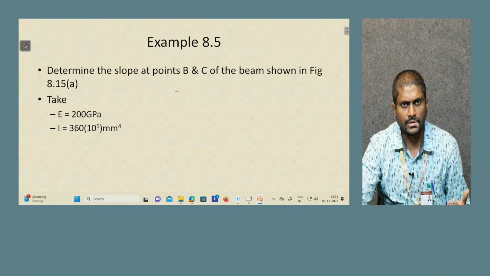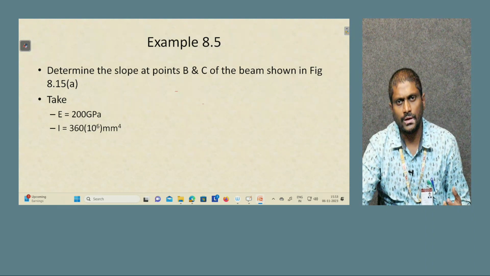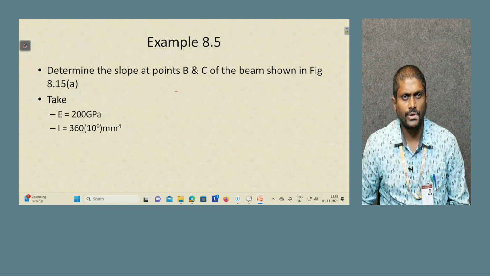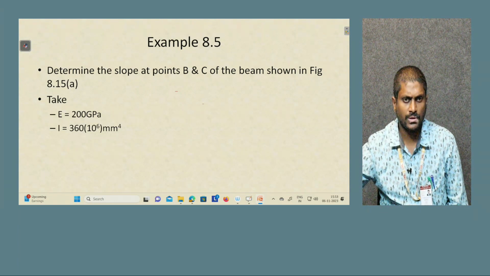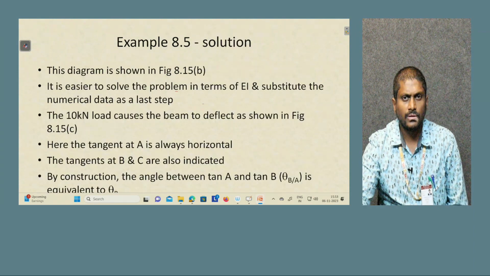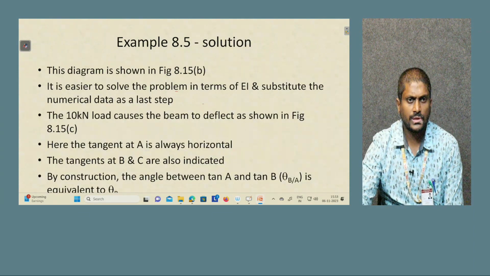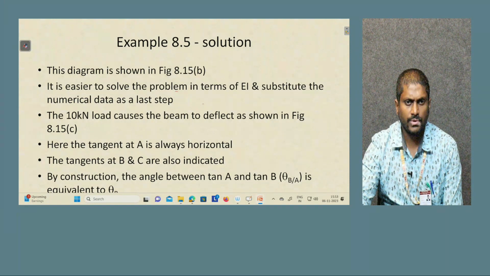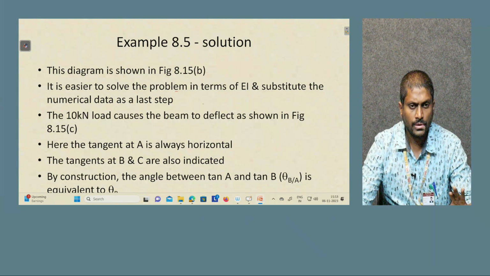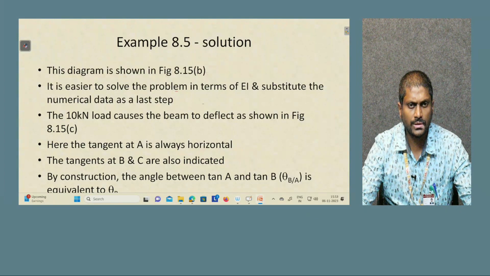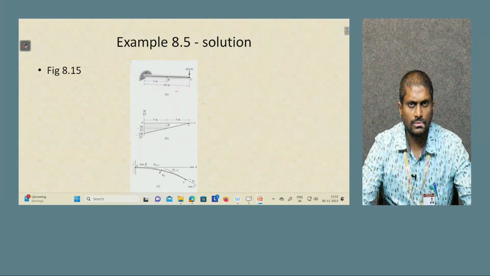So now you can determine the slope at points B and C of the beam shown in figure A, where E and I are given. Now you can see the example in this diagram, how to place the values and how to calculate the moment diagrams. Then the area of the M by EI diagram is nothing but the slope, whereas area into centroidal distance is nothing but the displacement. So there is a solution.